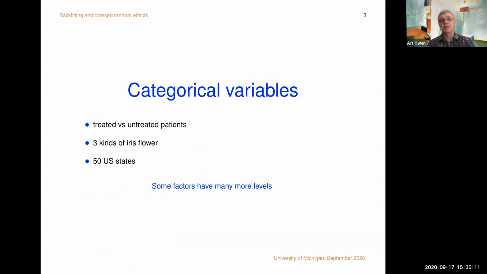Okay, I'll start with categorical variables. When we teach about a categorical variable, it might be something like a treated or an untreated person, or 3 kinds of iris flower, or the 50 US states. Those are categorical variables that fit into a lot of our models. And what do we usually do? We turn them into dummy variables, indicator variables, one hot encoding, 3 names for the same thing. We just turn them into binaries and treat them as regressors.